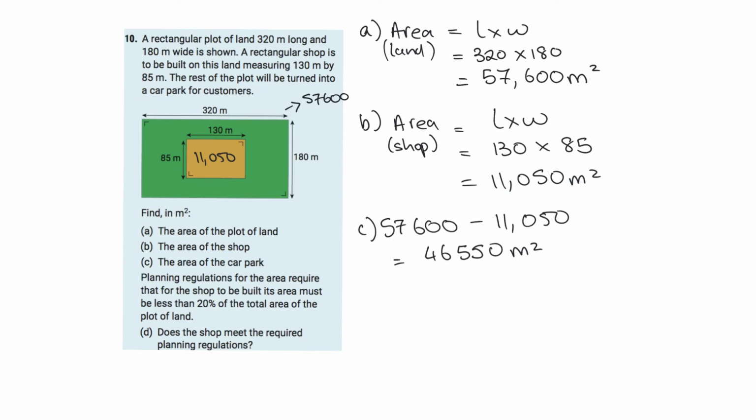So I need to know what percentage of 57,600 is 11,050. So I need to turn it into a fraction first of all. So what fraction of the entire plot is the shop taking up? So that's 11,050 divided by 57,600. This is part D. That's it as a fraction, but I need to multiply by 100 over 1 to turn it into a percentage. And when I do that, I get, just popping it in my calculator here now, 11,050 divided by 57,600 gives me 19.18%.